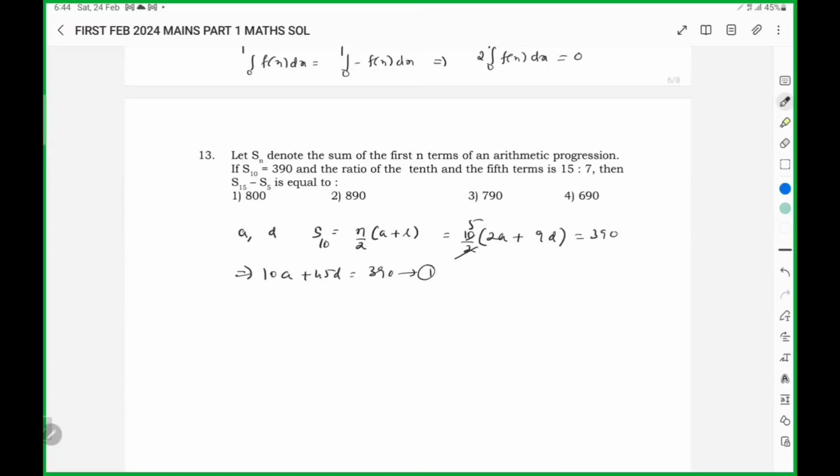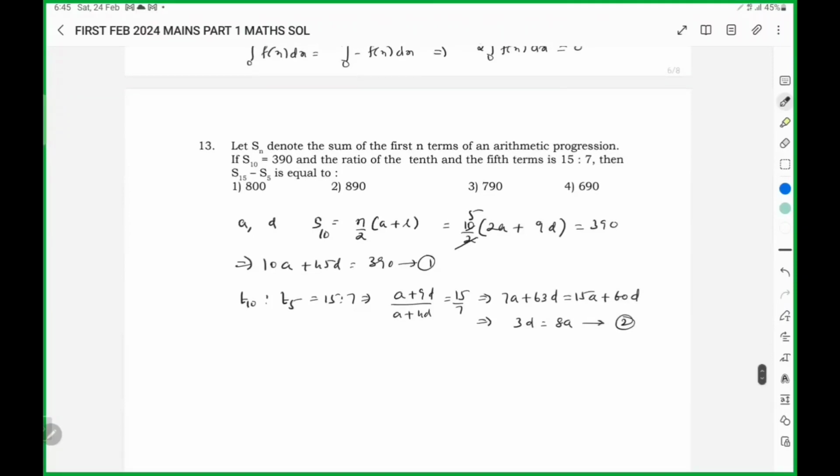This is one equation, and the ratio of 10th term to 5th term is 15:7. A plus 9d by a plus 4d, 7a plus 63d equals 15a plus 60d. Here we get 3d is equal to 8a. This is the second equation. Then he is asking for S15 minus S5.